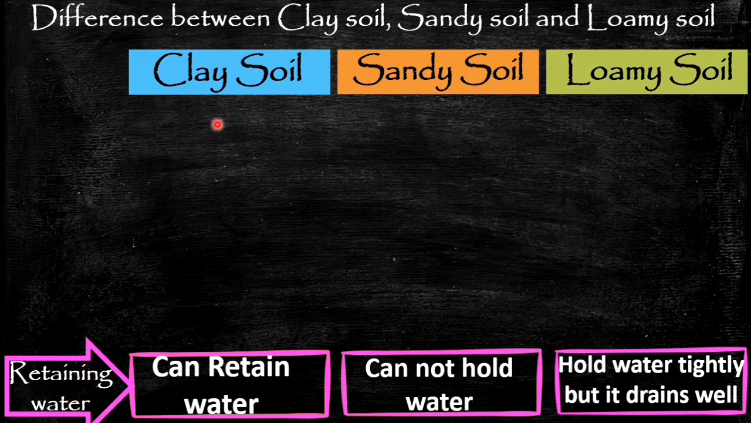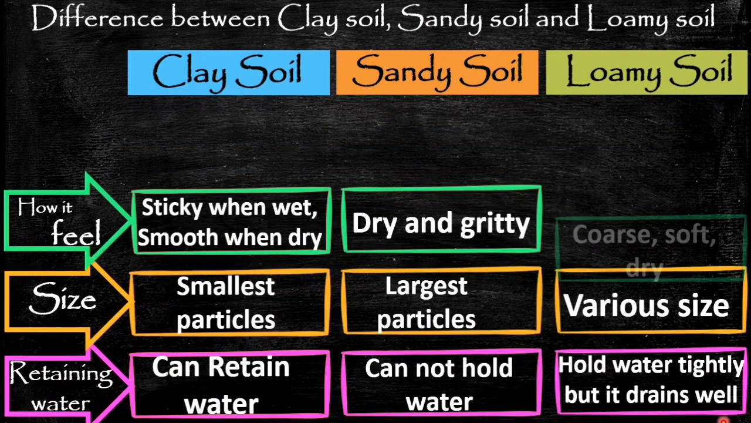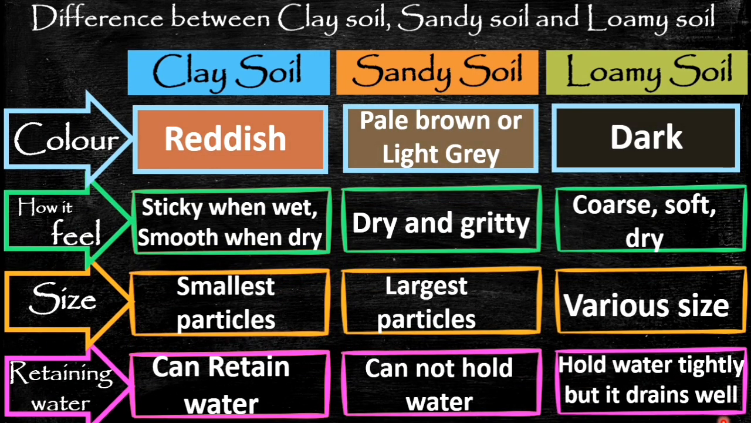Now we will know another property, which is the water retaining power of these three kinds of soil. Clay soil can retain water tightly. Sandy soil cannot hold water, and loamy soil holds water tightly but it drains well. And here are all of the differences between these three types of soil. You can read it here, and if you face any question like the difference between clay soil, sandy soil, loamy soil, or the difference between clay soil and sandy soil, or between sandy soil and loamy soil, you can write it from here.